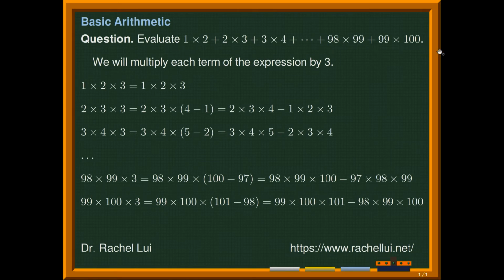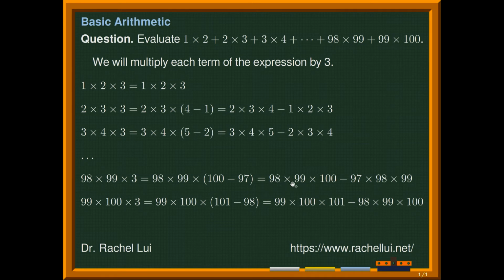We are asked to evaluate this expression, and we multiply each term by 3. So in the end we are having these terms. And what I'm going to do is, I'm going to add all these terms up, and I will divide the answer by 3. So we see that here I have 1 times 2 times 3, and I also have minus 1 times 2 times 3. So these two terms can be cancelled out. I have 2 times 3 times 4. I also have minus 2 times 3 times 4. These two terms can be cancelled out. So you can imagine that all these terms have been cancelled out until here.